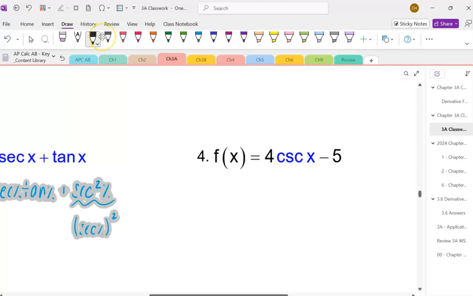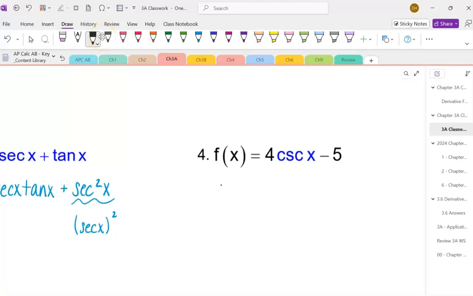Number 4, we're going to take the derivative. So we've got f prime of x, drop down the constant, and then the derivative of cosecant, it starts with the c, it's going to be negative cosecant cotangent, and then the derivative of minus 5, it's going to be 0, right? You're taking the derivative of the constant. You don't actually have to put that. Our final answer is just simply negative 4 cosecant cotangent.